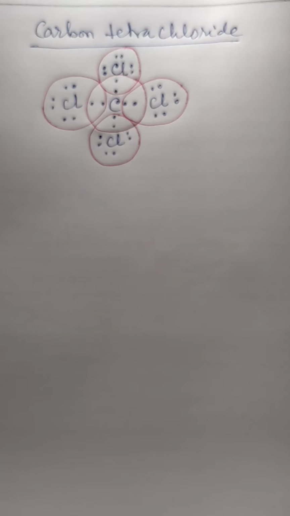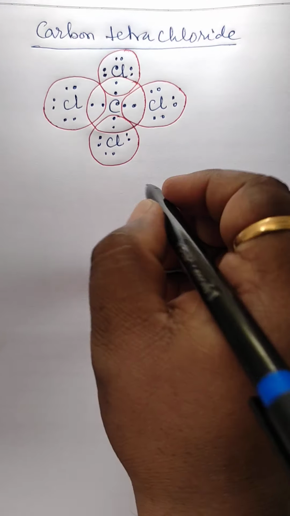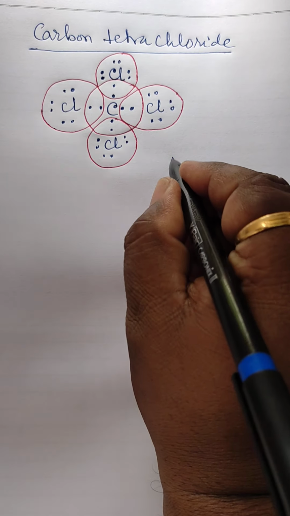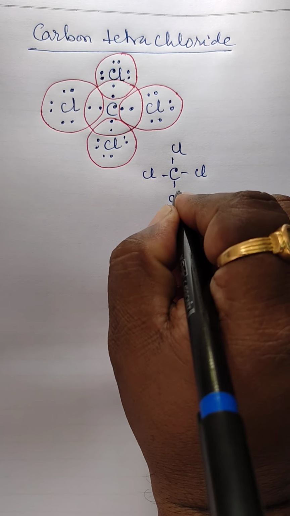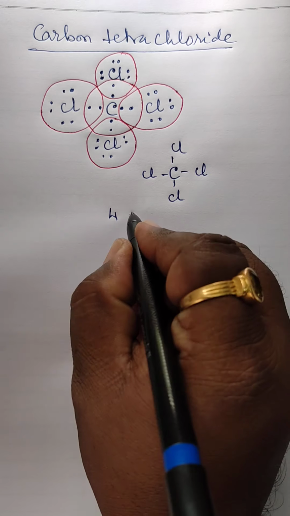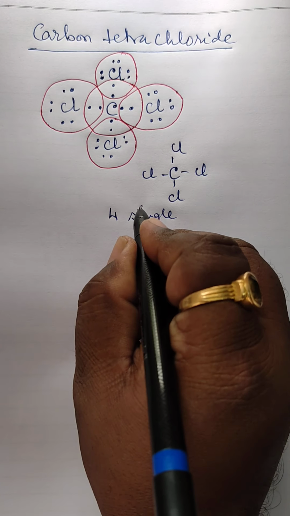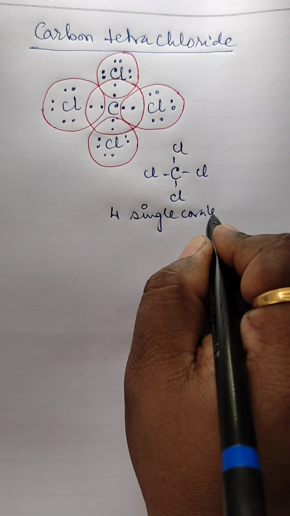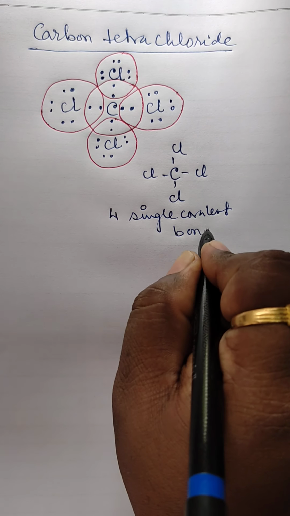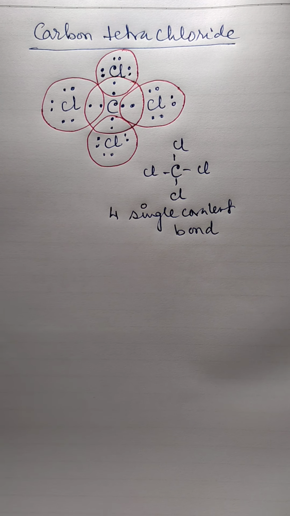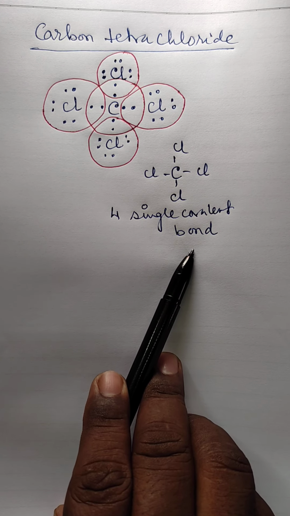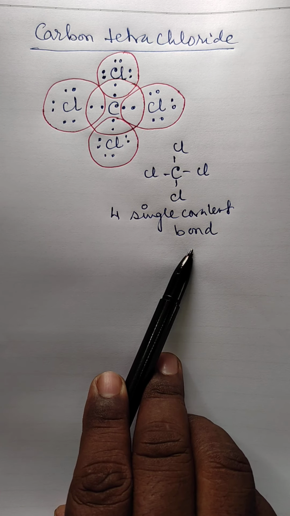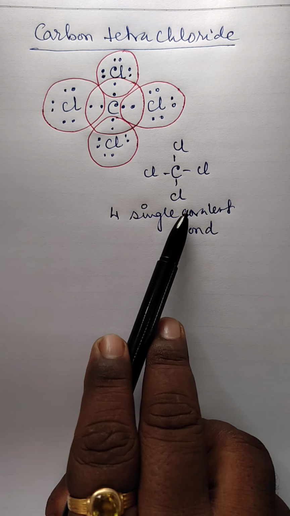So it forms a structure like this: carbon single bonded to Cl, Cl, Cl and Cl. It forms 4 single covalent bonds. The carbon is forming 4 single covalent bonds, and in this way the compound structure is formed. So here we have 4 single covalent bonds.